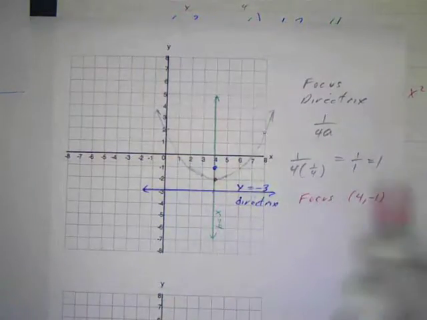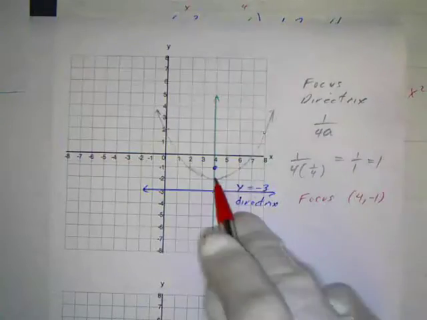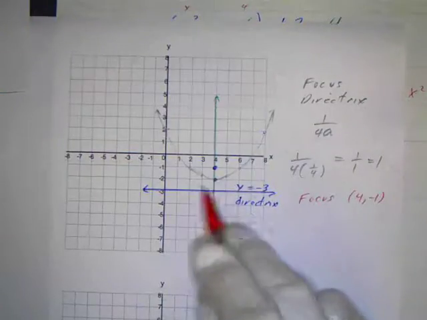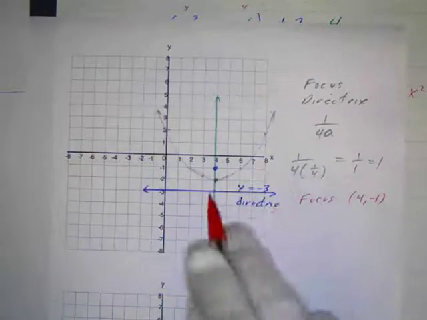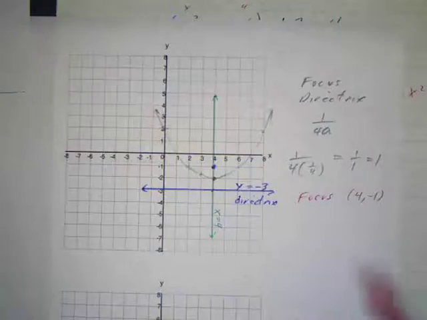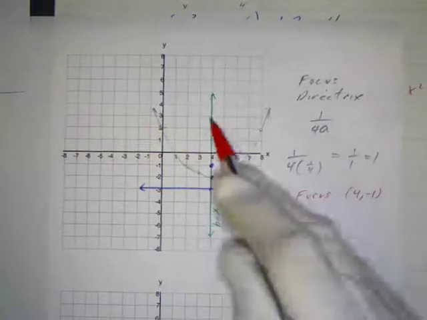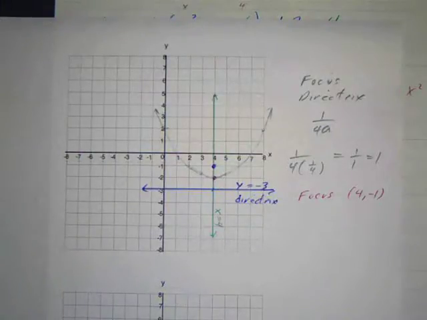So again, by using this 1 over 4a, we get 1, so that's going to be the distance from the vertex that the focus is and the directrix. And the focus is on the inside of the parabola, the directrix is on the outside, the directrix is a line, the focus is a point. And then the axis of symmetry is the vertical line that goes through the vertex. So that's not too difficult. Hopefully that makes sense.